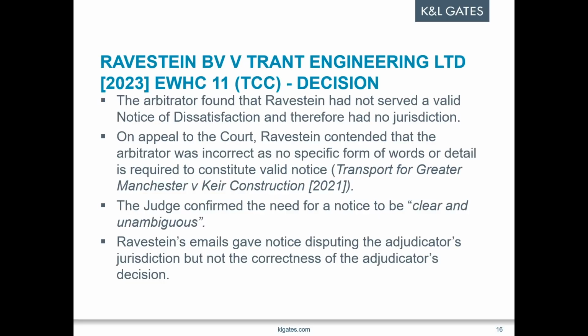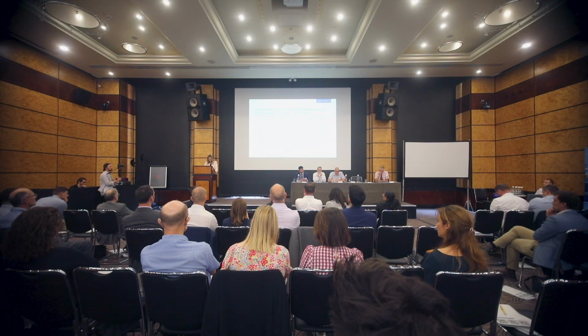And it was not a valid notice in respect of the adjudicator's decision, but only a notice disputing the adjudicator's jurisdiction. And a notice of dissatisfaction should identify both the matter disputed and the intention to refer the matter to the next stage. And whilst the judge accepted the determination of the validity of the notice of dissatisfaction would substantially affect the parties' rights, the judge refused leave to appeal.